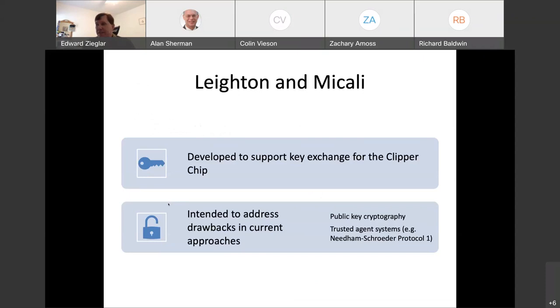All right, so Leighton and Micali developed this algorithm to do key exchange for the Clipper chip. So Clipper chip, for those of you who haven't been around, was introduced in about 92-93 as a hardware designed chip that would be placed inside of telephones, faxes, and other communication devices that we would use on the telephone network at the time to protect information that is passed across the telephones, so that eventually all of the communication in the US would have been protected by Clipper chips.